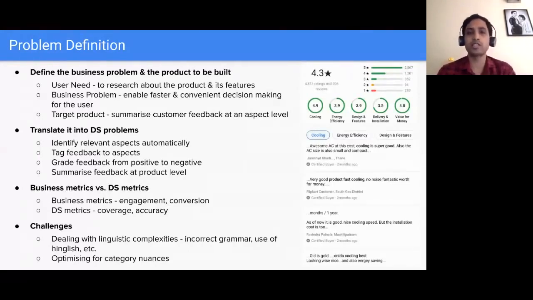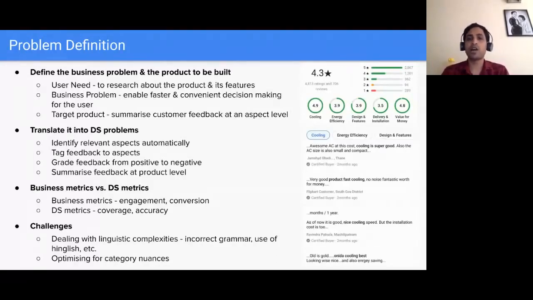Now this is the business problem. How do I convert it into DS problems? That is where it comes in. So if I break it down, the first thing that we need to do is identify which are the aspects in this particular product category which are of relevance, which make sense to the user, which is what the user needs to know. So that's one part of it. How do I identify the aspects, and how do I do it automatically without any manual intervention?